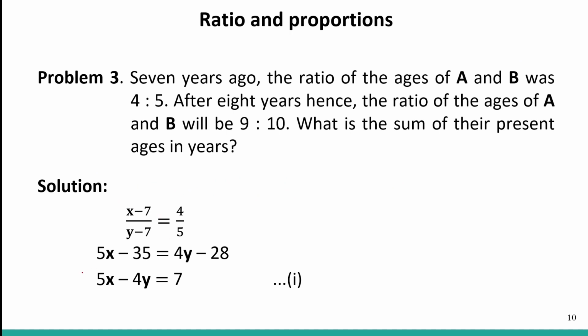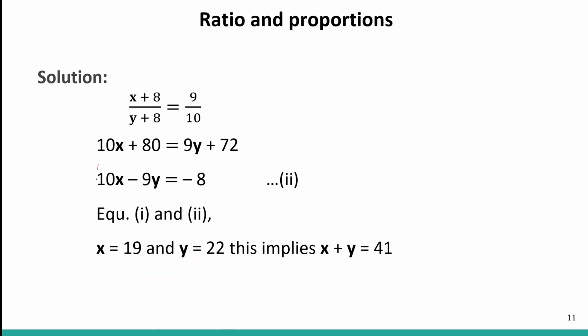So we have arrived at this equation, right? Let's find out the second equation from this part of the word problem. The ratio of the ages of A and B will be 9:10 after 8 years. So (x plus 8) by (y plus 8) is equal to 9 by 10. So this implies that 10x plus 80 is equal to 9y plus 72. So this implies 10x minus 9y is equal to minus 8. This is the second equation.